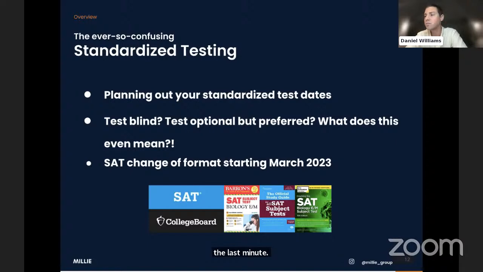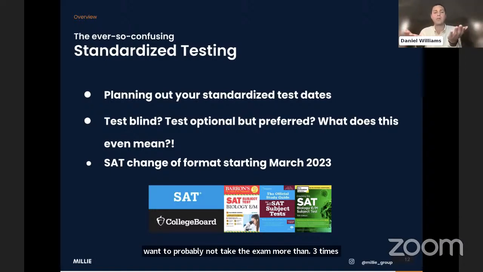You also want to probably not take the exam more than 3 times, right? It's not necessary. And the schools will also super score. So if you take your exam twice and you get higher in one section on one exam and higher in another section on another exam, they will put those together to form a composite. So they'll take your highest score in each section across multiple tests and combine them for a super score.